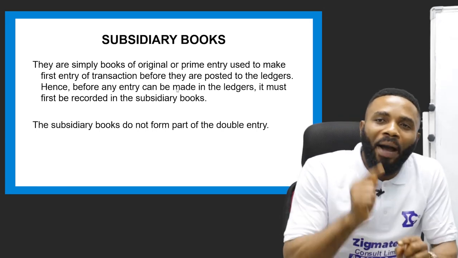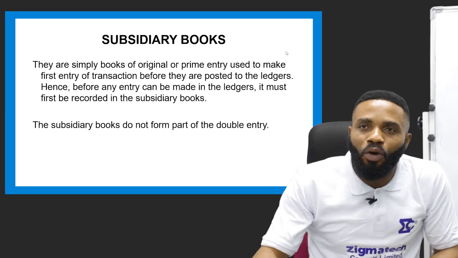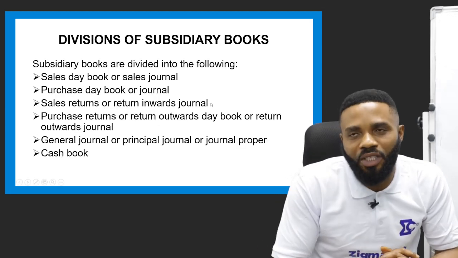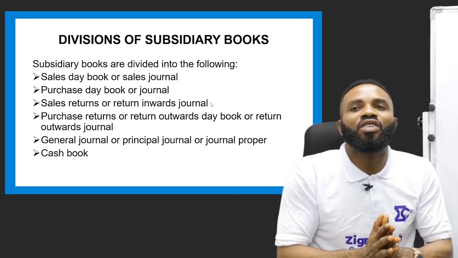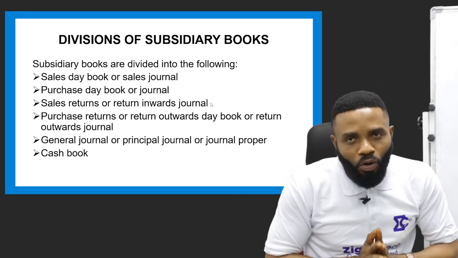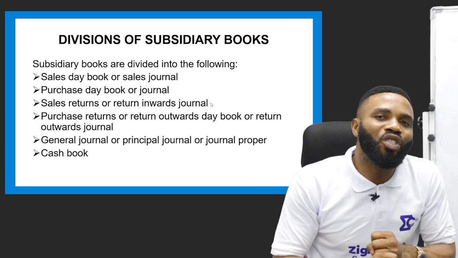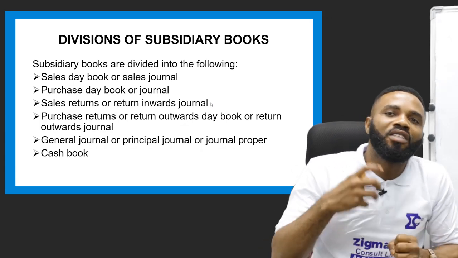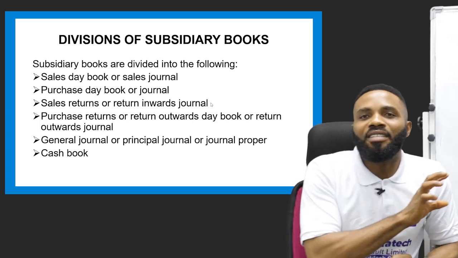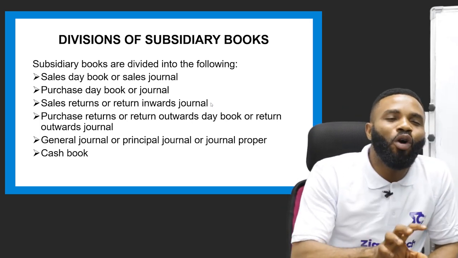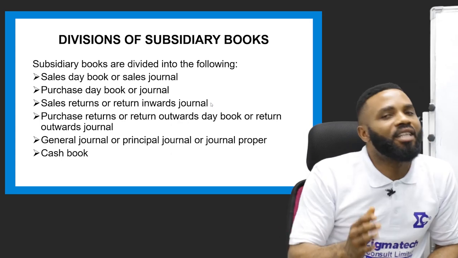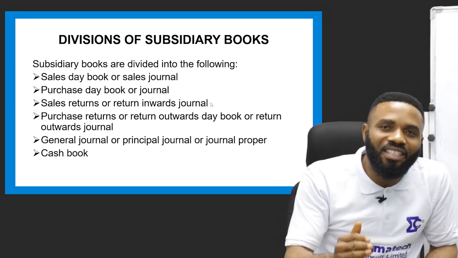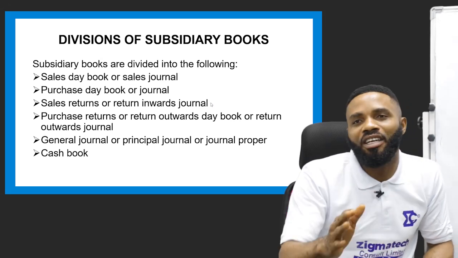It does not form part of the what? Double entry principle. Now let's quickly look at the divisions of subsidiary books. Subsidiary books are divided into the following. Number one is the sales day book, or sales journals. This is simply used to record daily sales on credit. Everything you sell on credit on a daily basis is expected to be recorded in the sales day book.